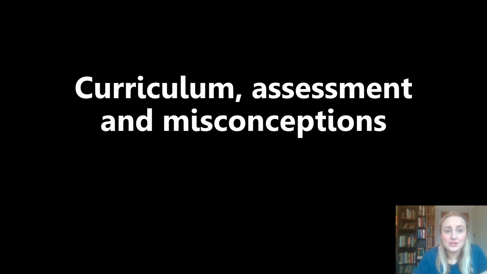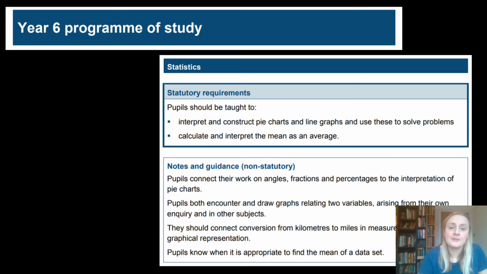So let's have a look at what's on the curriculum for pie charts and look at how it's assessed and what the common misconceptions are for this topic. So pie charts first come up on the curriculum in year 6. And it says on the curriculum that people should be taught how to interpret and construct pie charts. So they're not only learning to read them, but they're learning how to draw them as well. In the notes, it says that pupils need to connect their work on angles, fractions and percentages to interpret pie charts. So there's actually quite a lot of concepts that come together in this topic.